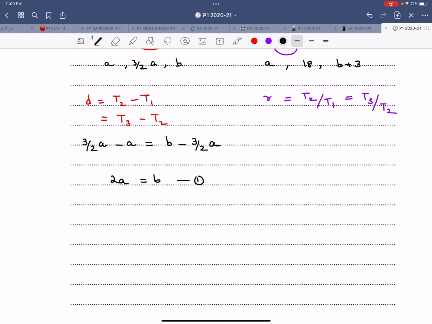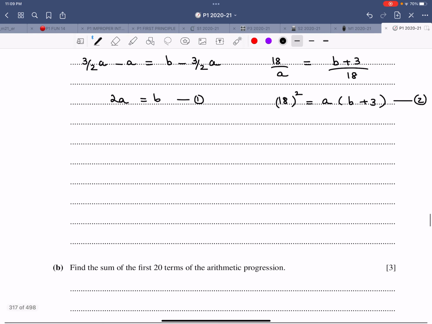Over here, the common ratio, that is 18 divided by a equals b plus 3 divided by 18. In other words, 18 squared equals a multiplied with b plus 3. That is the second equation. Now let me solve it simultaneously. b equals 2a. So 18 squared equals a multiplied with 2a plus 3.